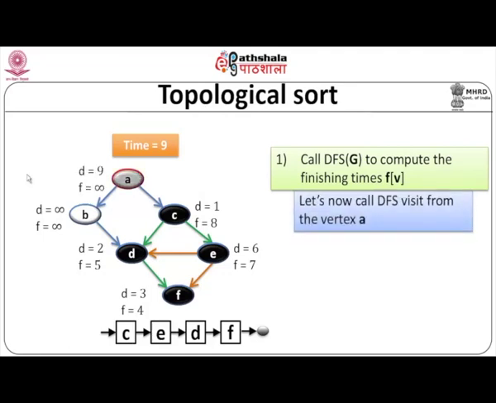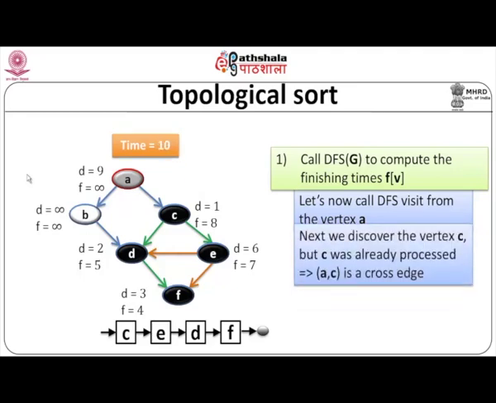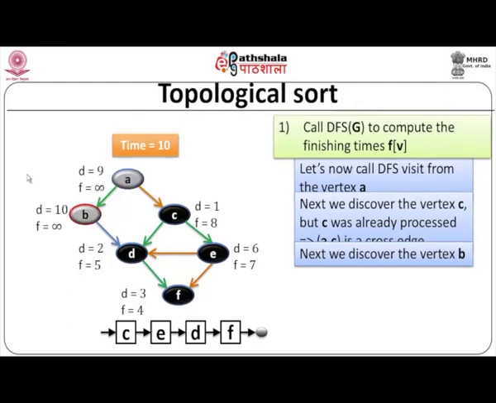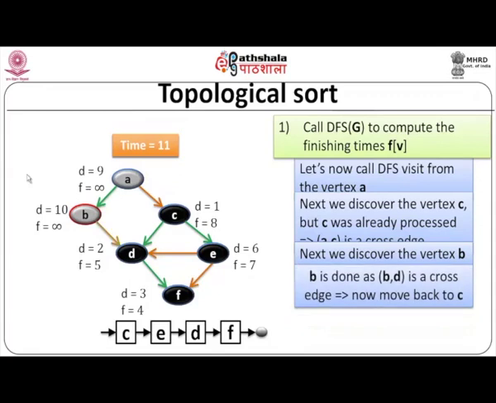Now, when you call with A, it becomes 9, that is the discovery time, and from A you can go to B, but we discovered C already, it is already processed. So, it is a cross edge, because we do not need it. Now we discover the vertex B. So, the discovery time becomes 10. Now, from B to D is a cross edge, so we move back to C, and now you move back and you have to put B.